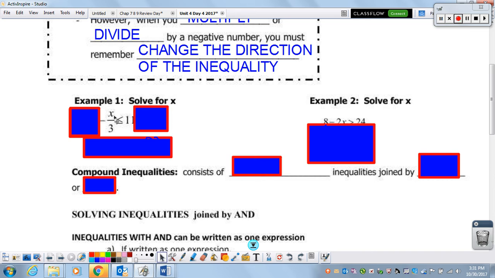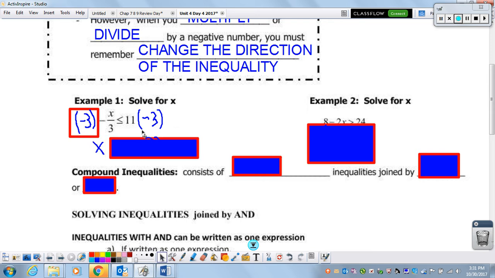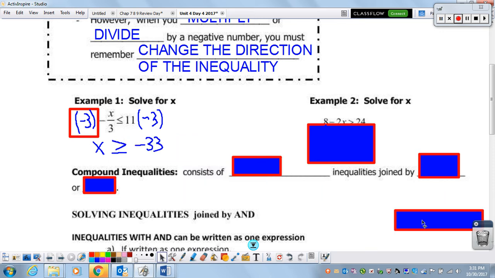Here we have negative x divided by 3 is less than or equal to 11. So to solve this, we're going to multiply each side by negative 3. So here, the negative 3 times negative x over 3, the negative 3's will cancel and leave you with just an x. On the opposite side, 11 times negative 3 gives you a negative 33, but in the middle, our less than or equal to sign has to change to a greater than or equal to sign. So x is greater than or equal to negative 33.